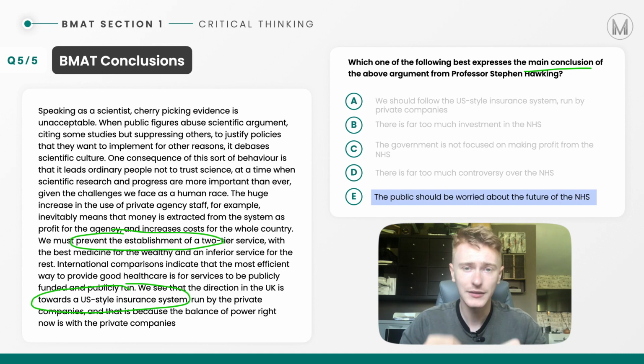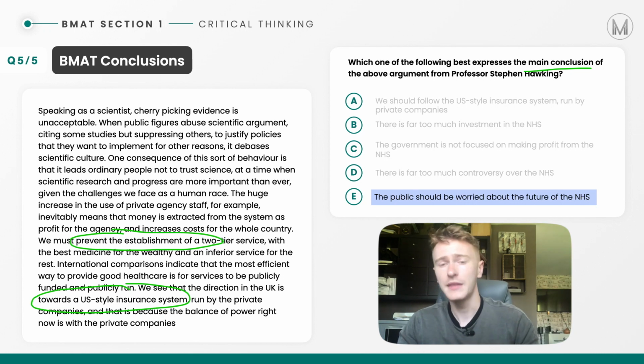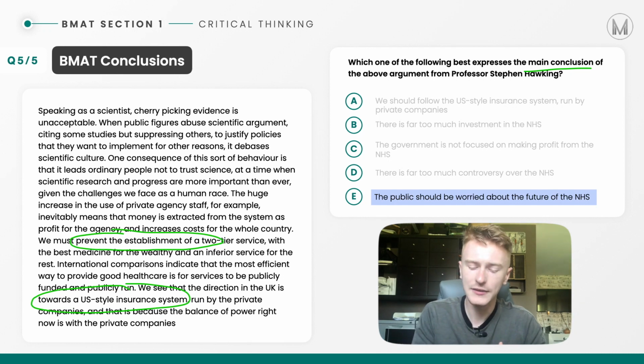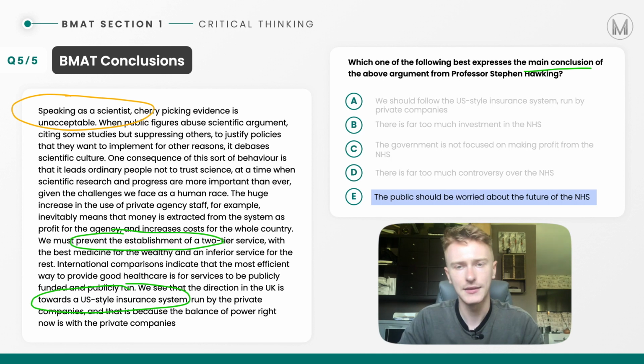Now, this does seem to be along the right lines. He says we're heading towards a US insurance-style system, and we must prevent this. The only caution you should have in your mind is whether he's talking to the broader public. Now, if we think about that, we can see that he's saying speaking as a scientist. Now, we know this is Stephen Hawking. If he was talking to fellow scientists, then he wouldn't necessarily introduce himself as a scientist. In that way, we suggest that he's talking to a broader audience. In other words, he's talking to the public. He's written this to the public.